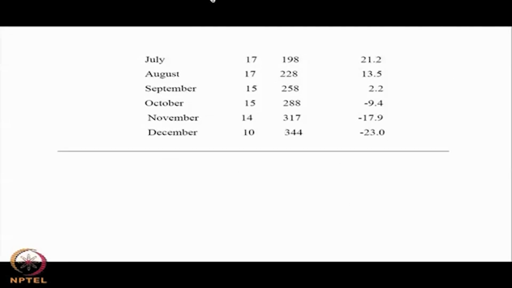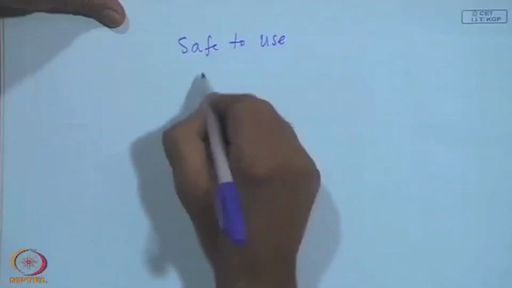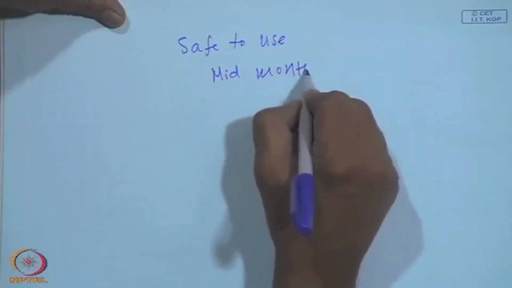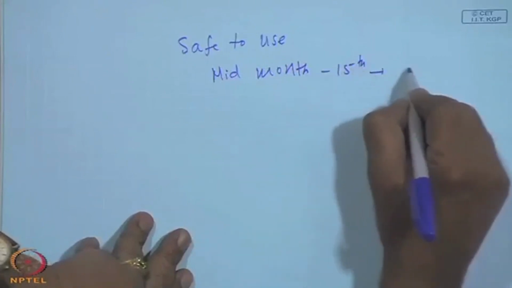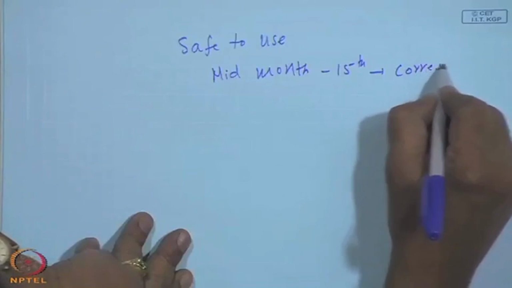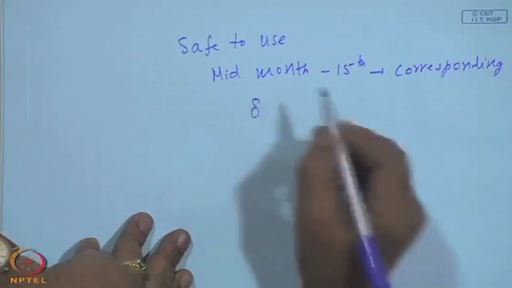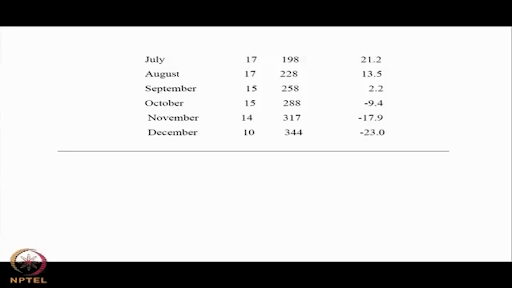Actually, you do not need it; you can just take the mid month, maybe the 15th, and the corresponding declination. If you know these things, you are okay, otherwise the nonlinearity is so small, it does not make any difference. Now, you might wonder how these numbers are arrived at.